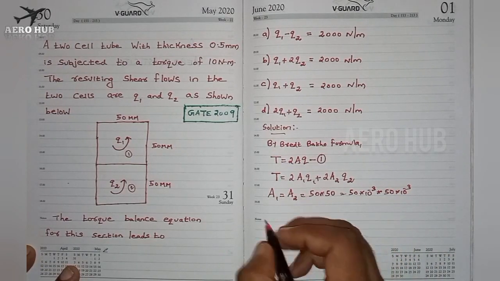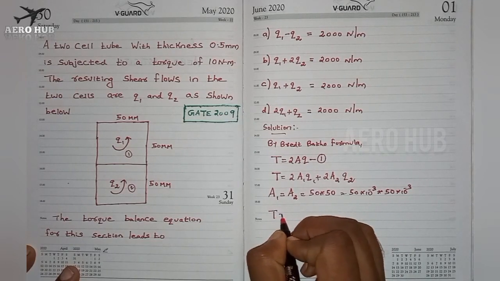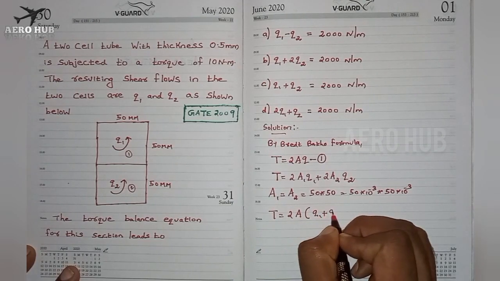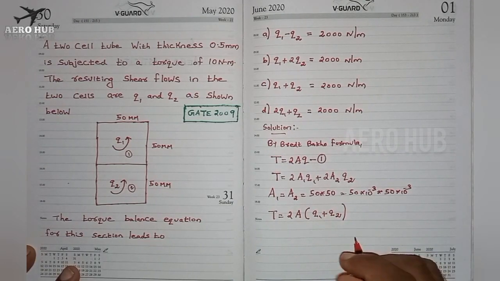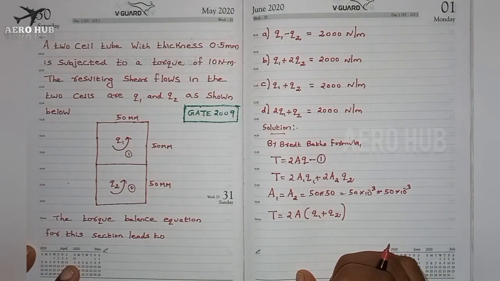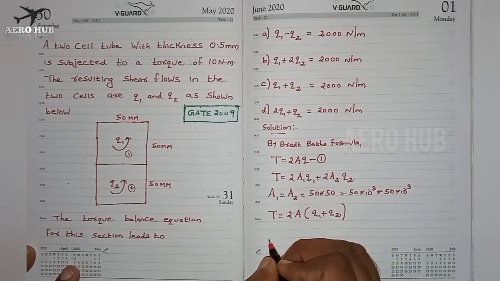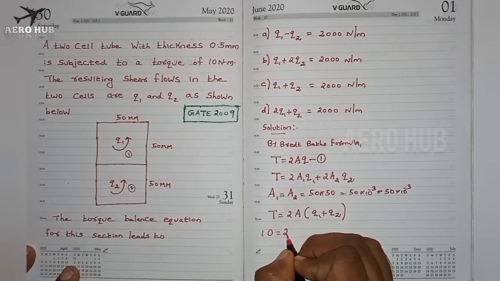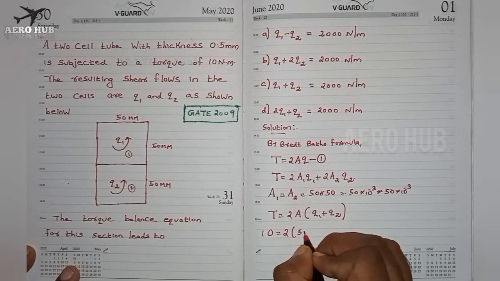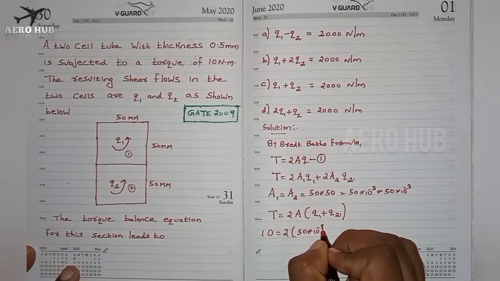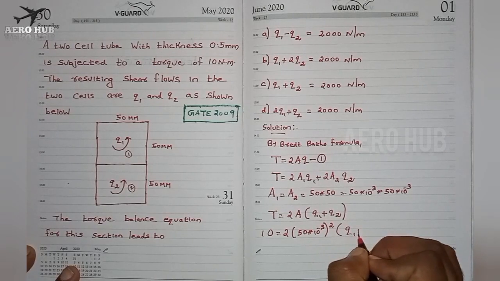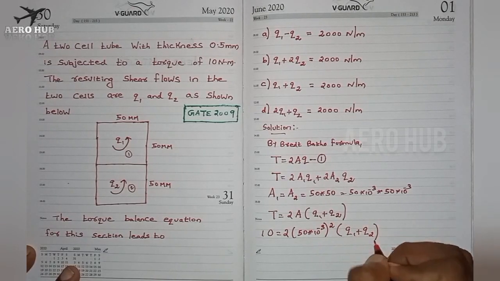So I can write the equation as T is equal to 2 times the area into Q1 plus Q2. This will be the equation for this particular section because the areas are the same for cell number 1 and cell number 2. So finally I can write the applied torque is 10, equal to 2 times the area, which is 50 into 10 power minus 3 the whole square, into Q1 plus Q2.